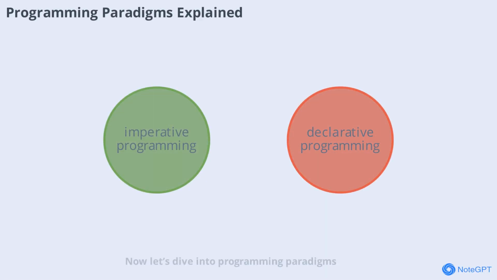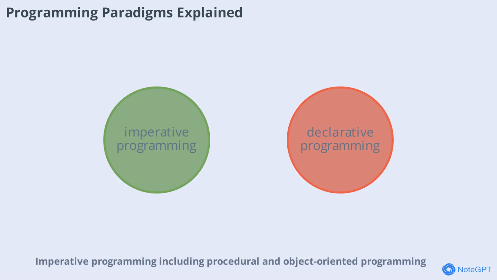Now let's dive into programming paradigms. A programming paradigm is a style or way of programming that provides a structure for organizing and solving problems. The two main categories are imperative and declarative paradigms. Imperative programming, including procedural and object-oriented programming, focuses on how a program operates, using statements that change a program's state. Procedural programming breaks down tasks into procedures or functions, while object-oriented programming organizes code around objects and their interactions.